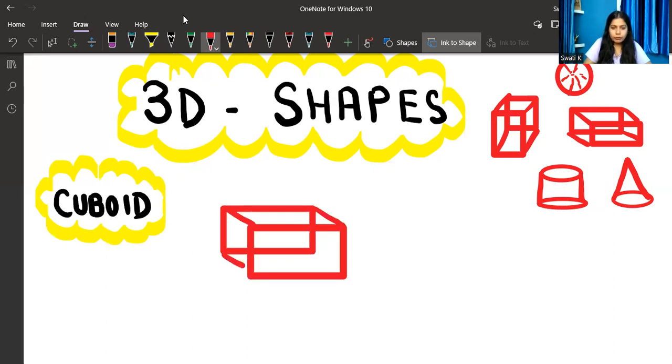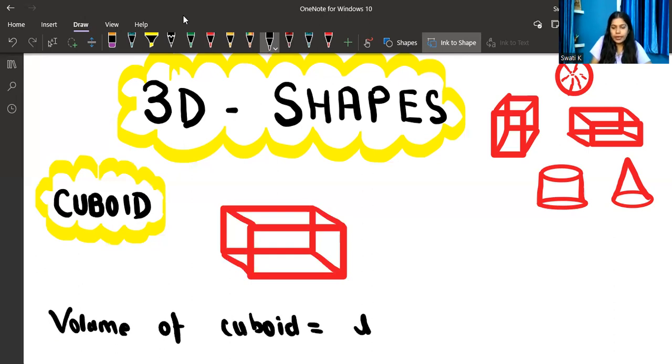And if we want to find out the volume of the cuboid, the formula is: the volume of the cuboid is length into breadth into height. This is the formula for the volume of cuboid. Next we have the total surface area of cuboid and the lateral surface area of cuboid. So let us first understand what is the difference between these two things.